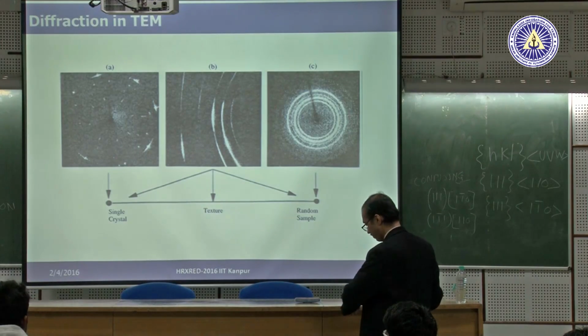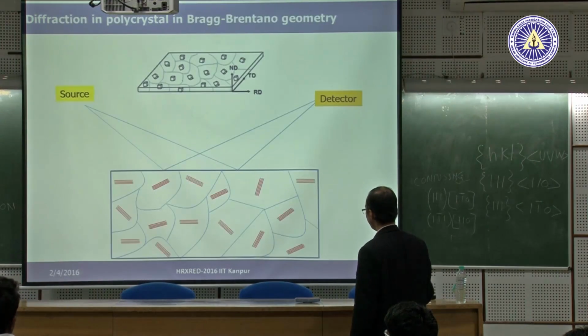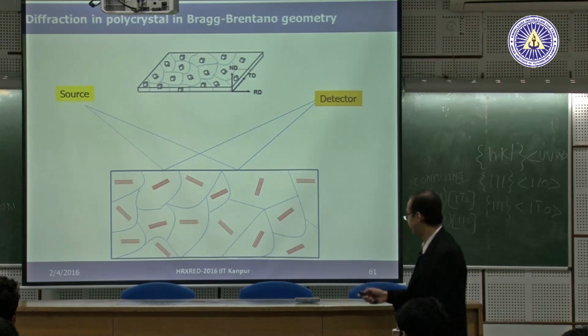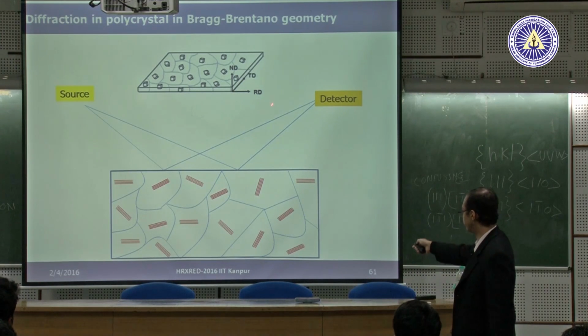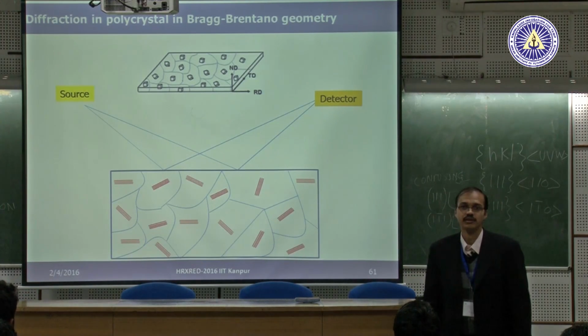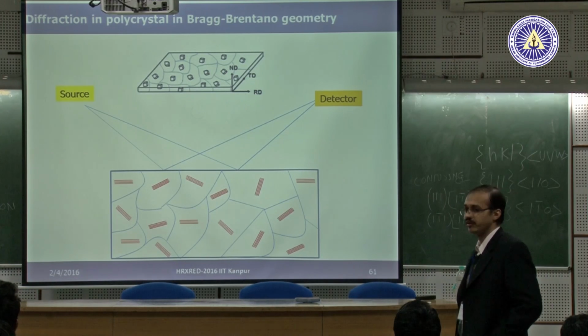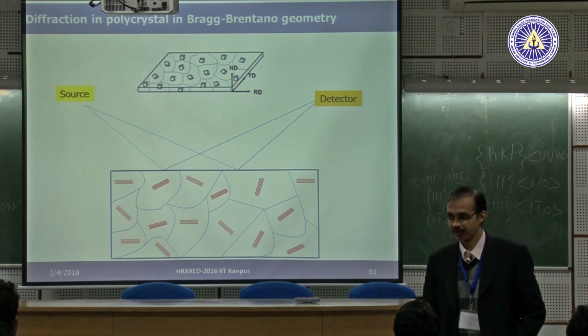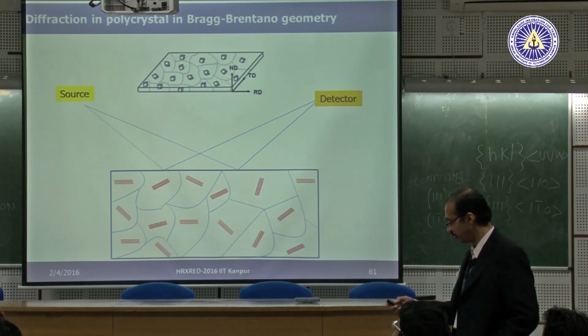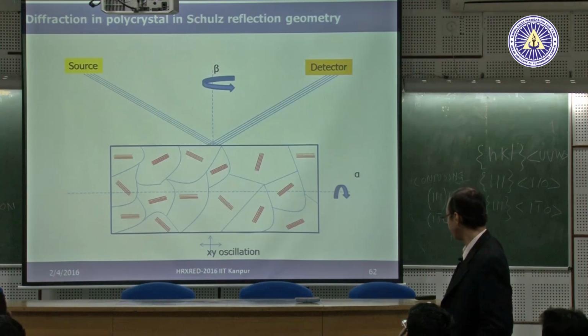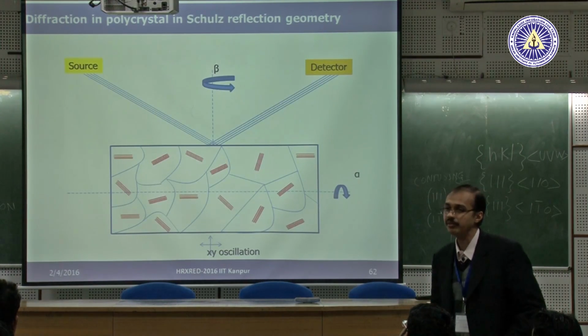So how does it get manifested is shown over here. When you do normal X-ray diffraction, this is the geometry we have, which is known as Bragg-Brentano. This is parafocusing geometry, right? But I don't use parafocusing. What I do is I use what is known as parallel beam geometry.